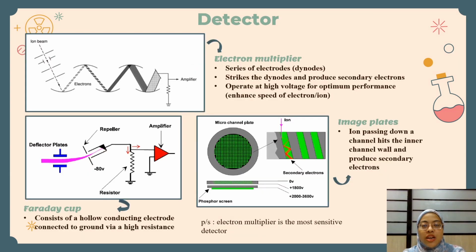Hi everyone, I am Suraiya and I will present on detector, display mode and dynamic and static SIMS. Electron multiplier consists of diodes. When the ion strikes the diodes, it produces secondary electrons. The Faraday cup detector consists of a hollow conducting electrode connected to ground via a high resistance. The ions hitting the collector cause a flow of electrons from ground through the resistor. For the image plates, an ion passing down a channel hits the inner channel wall and produces secondary electrons. Electron multiplier is the most sensitive detector, which counts more than 5 times 10^6 counts per second.